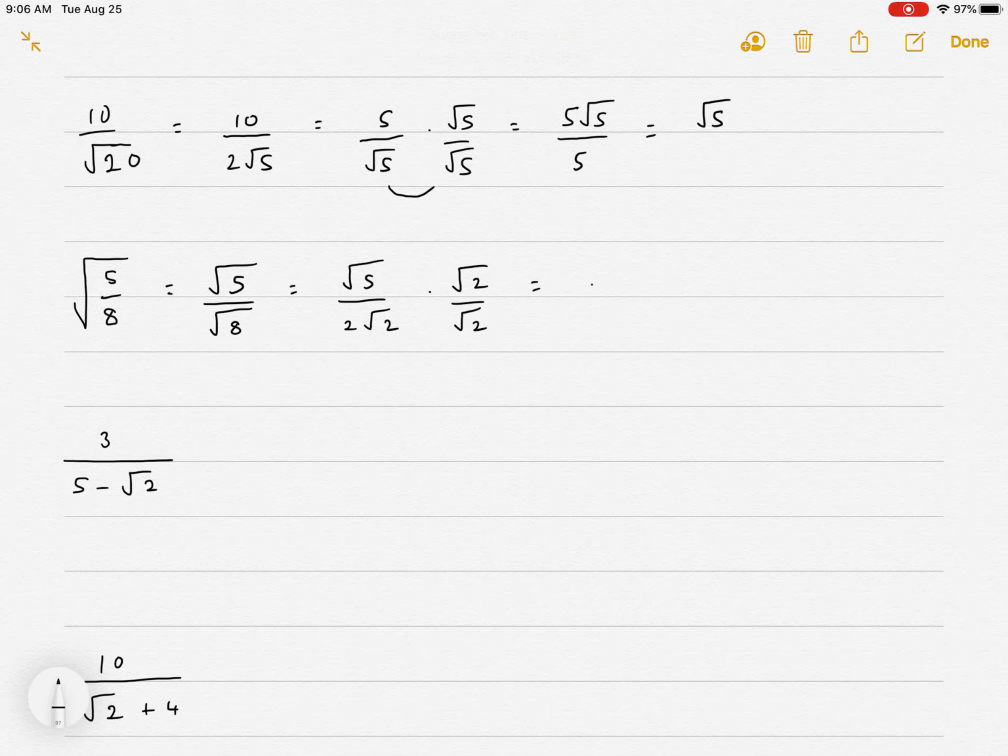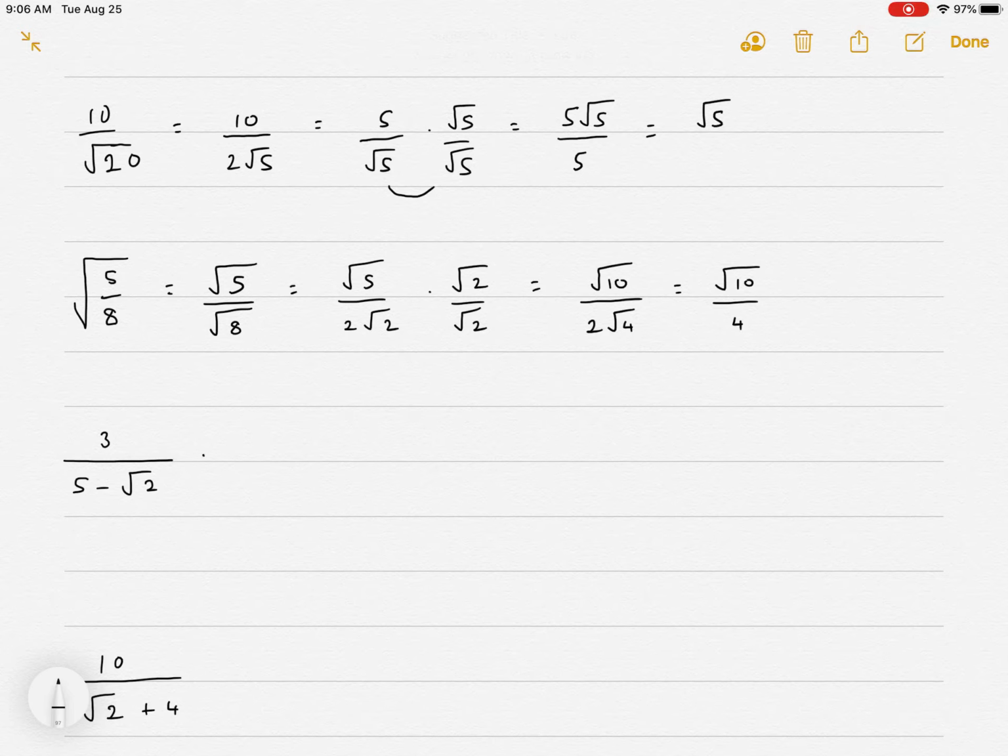Radical 5 times radical 2 on top gives me square root of 10. 2 square roots of 2 with a square root of 2 is 2 square roots of 4. Square root of 4, you know, is a 2, so the bottom will clean up to be a 4. And you cannot reduce, because you cannot reduce something on the inside of the radical with something on the outside.